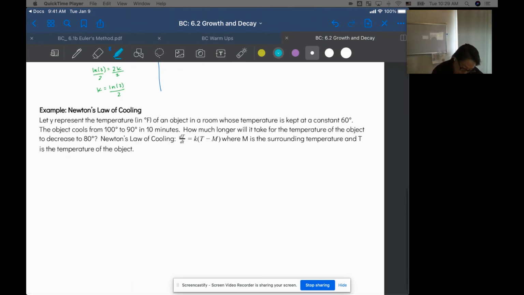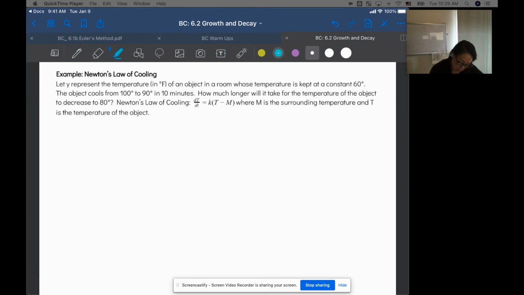Okay, so let Y represent the temperature in degrees Fahrenheit of the object in a room whose temperature is kept at a constant 60 degrees, and the object cools from 100 to 90 in 10 minutes. How much longer will it take the temperature of the object to decrease to 80 degrees?